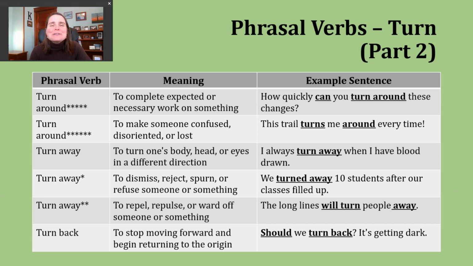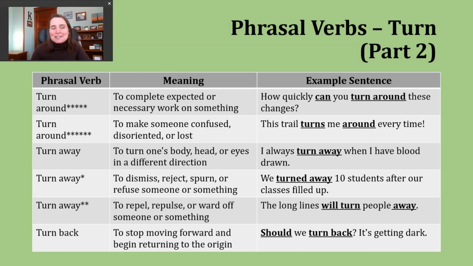Now, our sixth way to use turn around could mean to complete expected or necessary work on something. An example of this in a sentence might be, how quickly can you turn around these changes? So maybe there are some edits to a project or something that's being worked on. And here we're asking about someone's ability to make these changes and how quickly they can be done. So that's the modal can to discuss the ability there, or even the possibility of that happening.